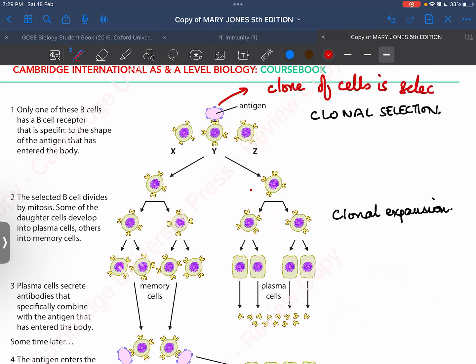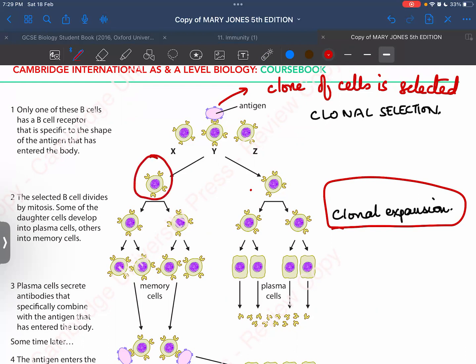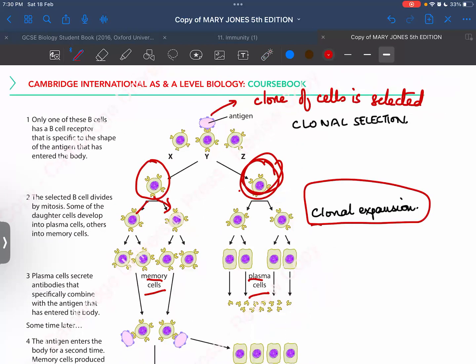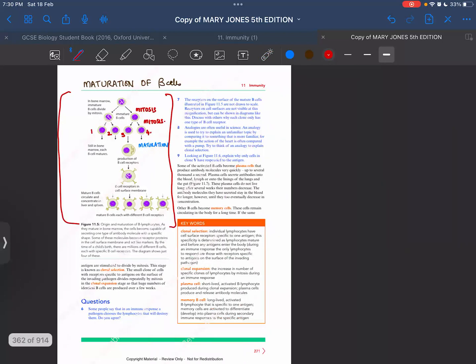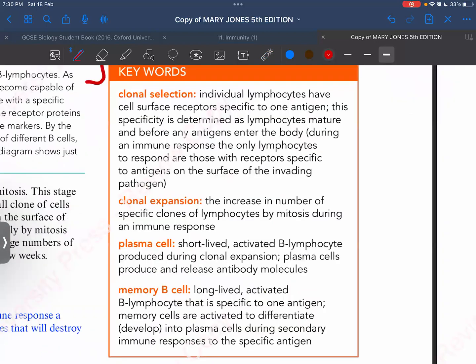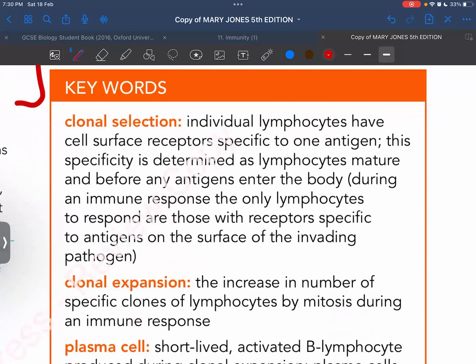अच्छा, अभी select हो गई, अब हमें इस clone को expand करना है, तो हमने expand कर लिया। कैसे? हमने इसको expand किया into memory cells, इसको expand किया into plasma cells। So clonal selection and clonal expansion. अच्छा, in order to understand the actual definition of clonal selection and clonal expansion, तो आपकी text book में बहुत अच्छी दी हुई है, ठीक है। आप दोनों को जरा just read both these definitions out loud, please.